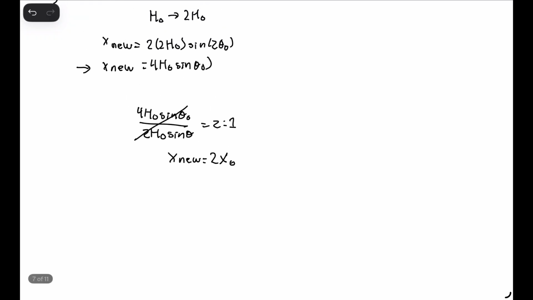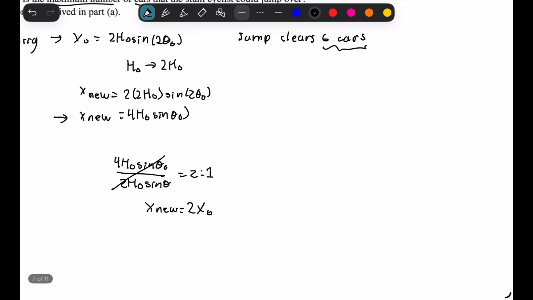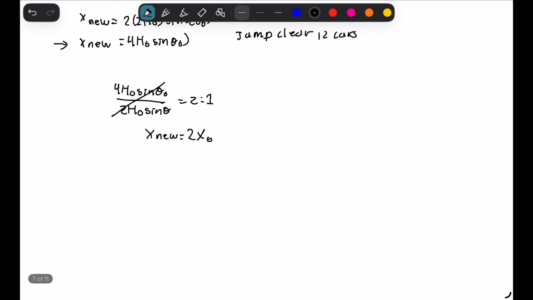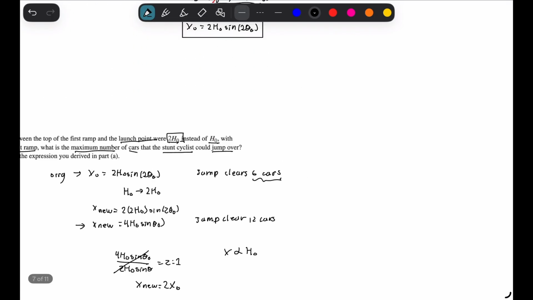So we know that originally we have a jump that clears 6 cars. And that's a distance. This is our distance of 6 cars. Therefore, if we have twice of that for x new, that means that in our new jump, this jump would clear 12 cars. Because we can see our range x is directly proportional to h initial. So if you double h initial, it's going to double the distance jumped. Now, let's move on to our next part.